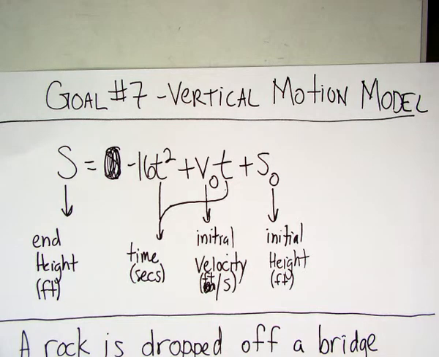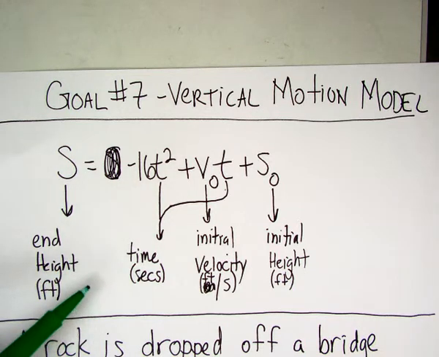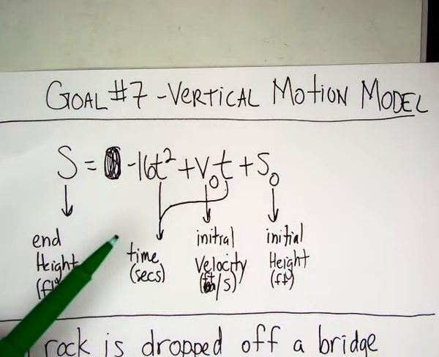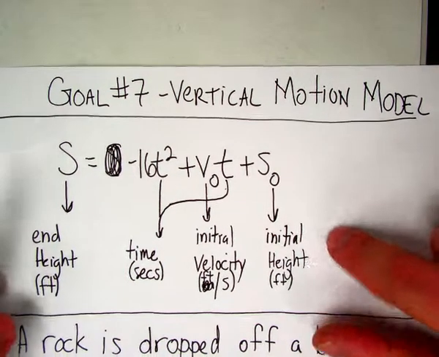So the equation that we use is just a straight formula given to you: S equals negative 16t squared plus v sub naught t plus s sub naught. The S stands for the ending height in the problem. The T stands for the time, and always done in seconds in your problem. And the v sub naught stands for your initial velocity in the problem. And then finally, the s sub naught stands for the initial height in your problem.